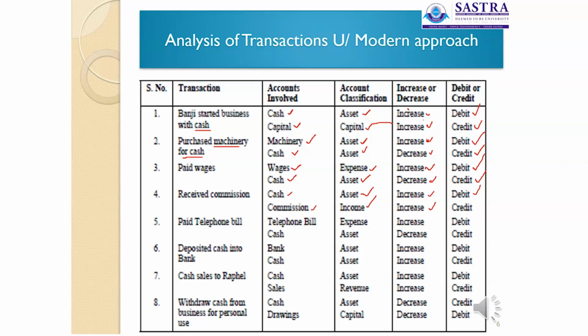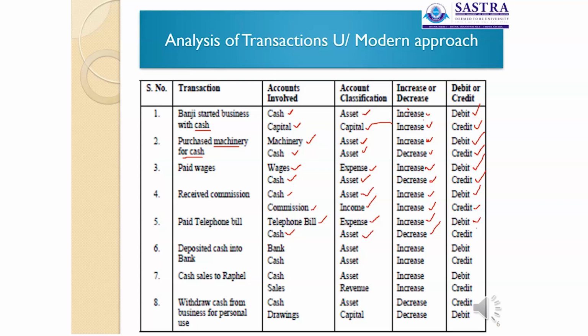Then paid telephone bill. Here what are the accounts involved? One is telephone bill and another one is cash account. Telephone bill is related to expenses. This is the expense for doing the business. Then cash, telephone bill is paid, so cash goes out of the business. That is related to asset, so automatically the cash value decreases. Expenses increase, so automatically the value of capital equity will be decreased. So that should be debited. If cash decreases, that should be credited.